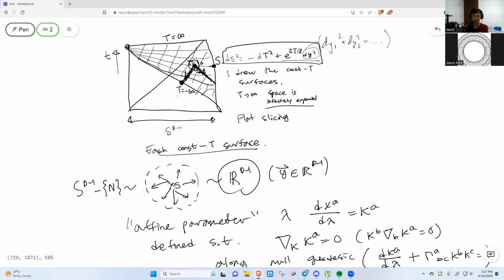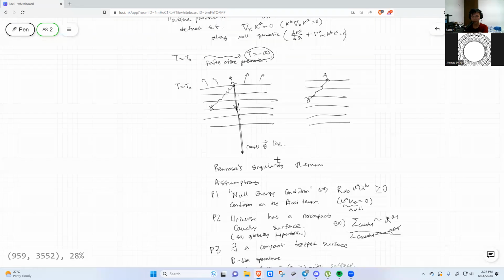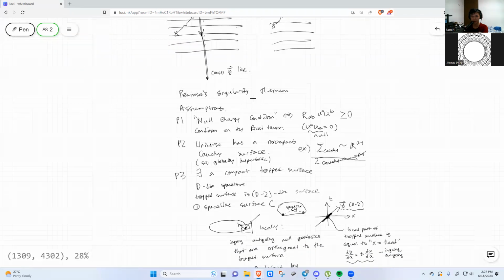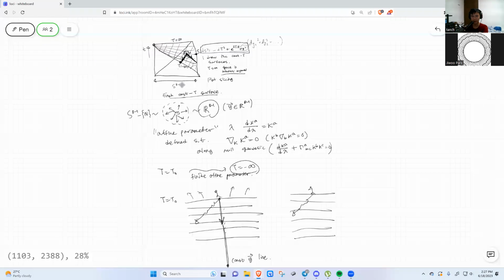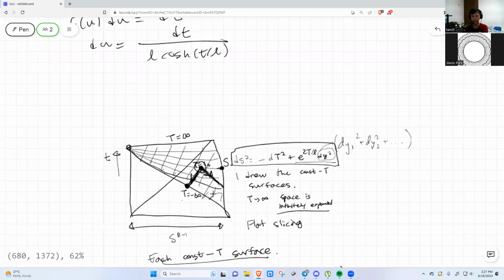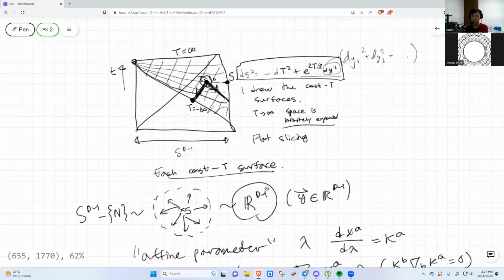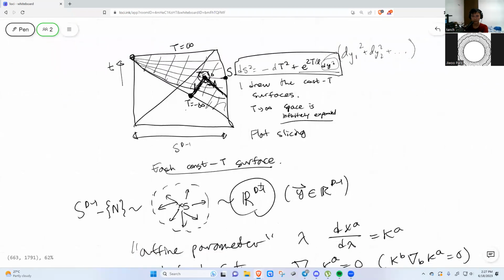So if we didn't restrict it to this, which condition breaks? P2. I see. Would P3 still hold? Yes, P3 still holds, because being a trapped surface is just a local calculation. Is it true that for every de Sitter space there is a trapped surface? Yeah. I see.